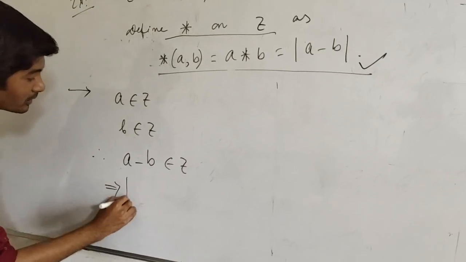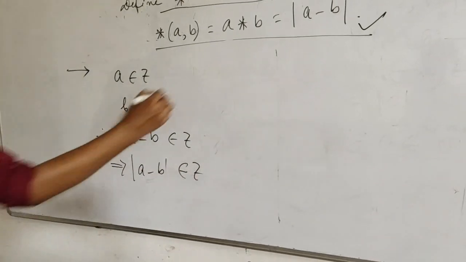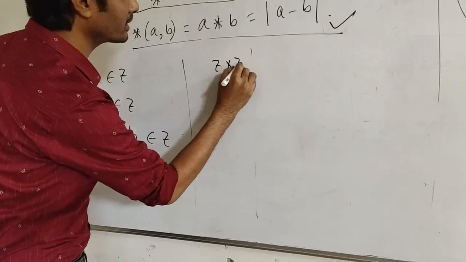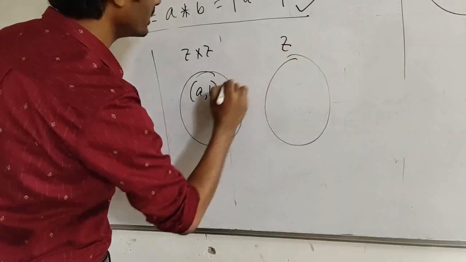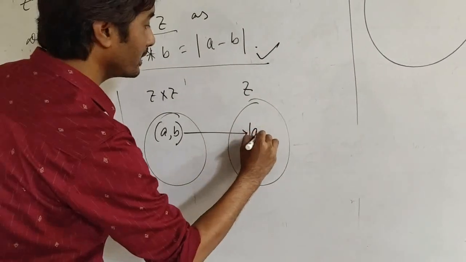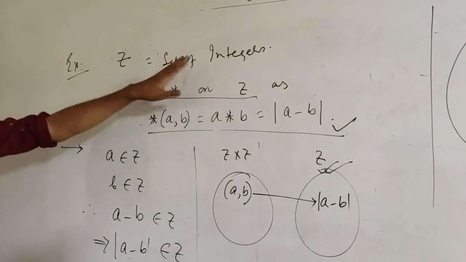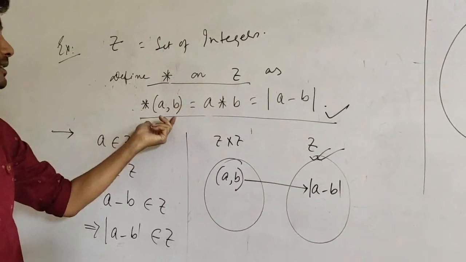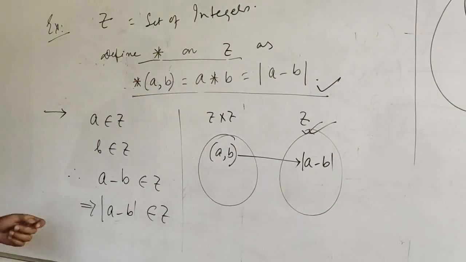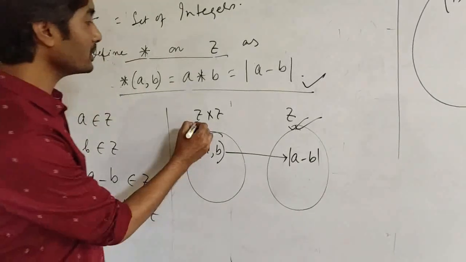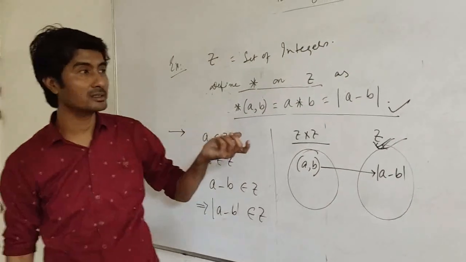Now see, when I take modulus of this a minus b, that is again an integer, meaning always this pair from Z cross Z, this is the set Z cross Z, if I take a comma b here, then this pair always has an image modulus a minus b in the set Z. That is, if I take the set Z of integers and define star on Z this way, then we see that star is binary on Z, because star is a function from Z cross Z to Z. So this is how we can verify whether a given operation is binary or not.